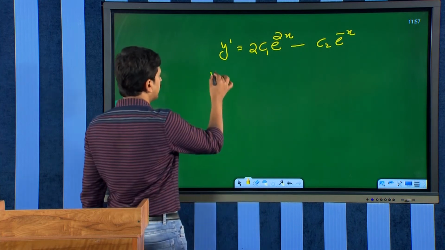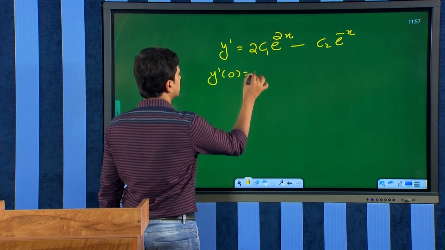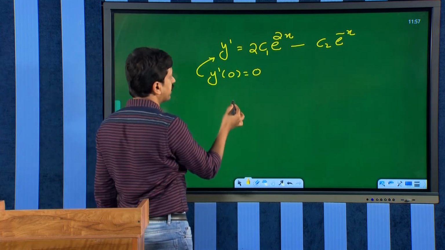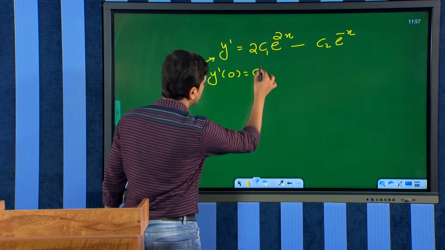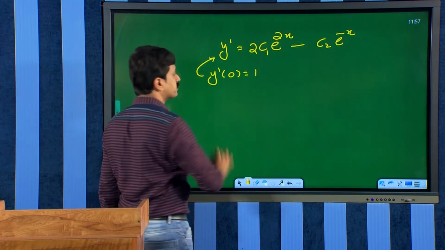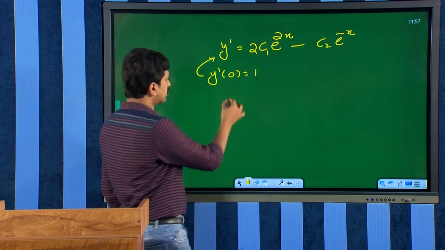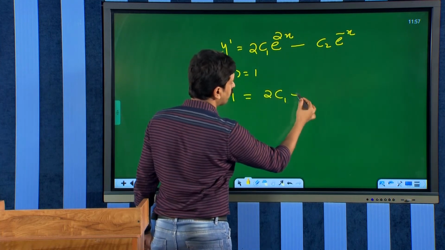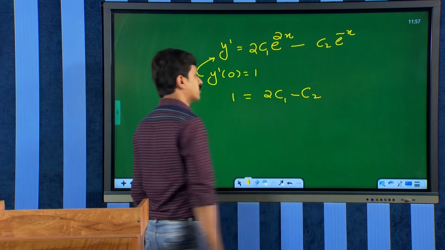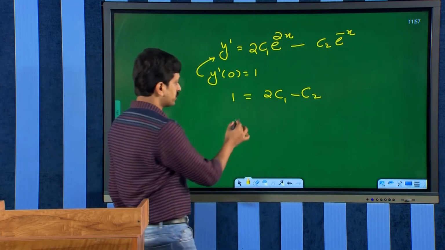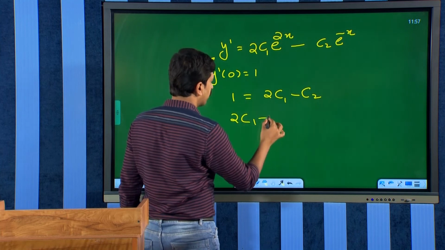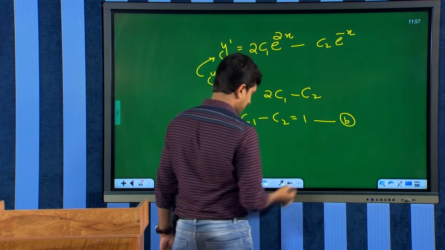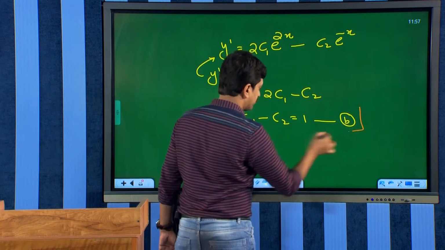So, y dash of 0 equal to 1 is the second initial condition. Apply it here: 1 is equal to 2 c1 e raised to 0 minus c2 e raised to 0. Therefore, we have the equation 2 c1 minus c2 is equal to 1, the second equation. We put it as equation number B.